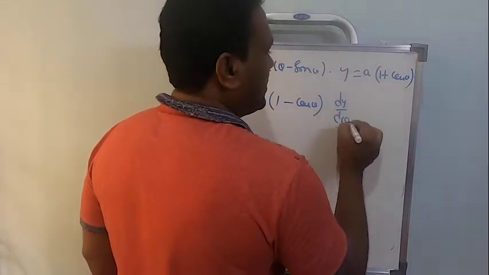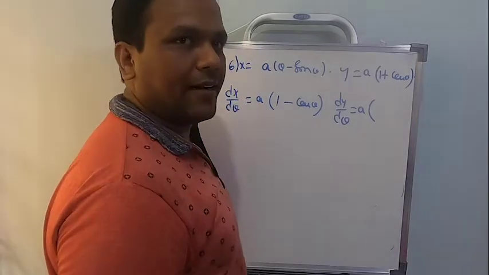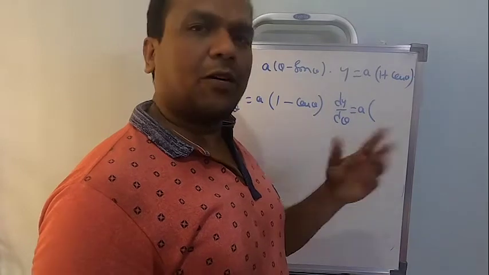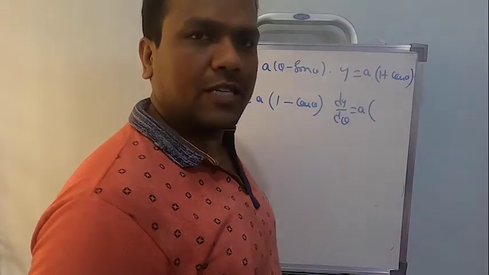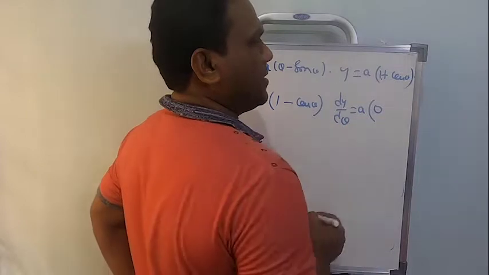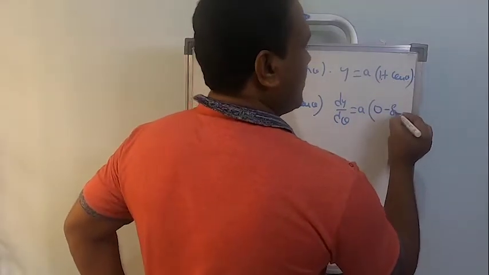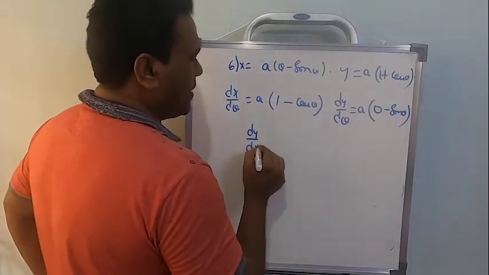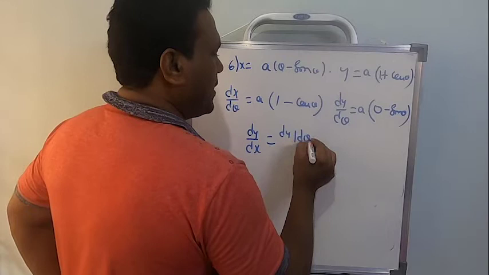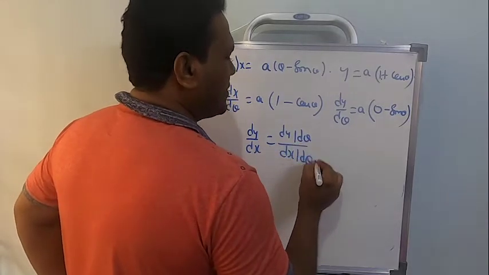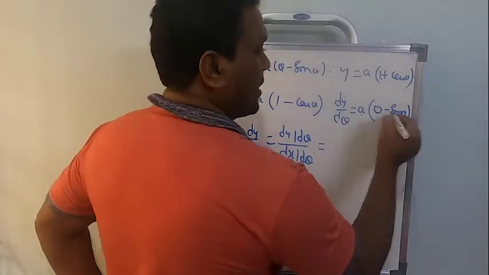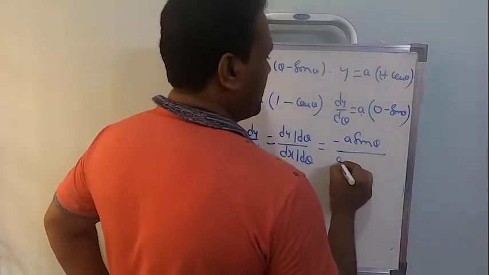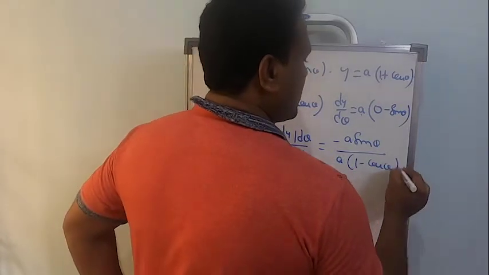Similarly, dy by d theta equal to a constant, retain. And now look here, 1, differentiation of 1 is a constant with respect to any variable. So this time we have to differentiate with respect to theta. Still differentiation of 1 will be 0 and differentiation of cos theta will be minus sin theta. Now let's go for the formula. dy by dx equal to dy by d theta by dx by d theta. Now dy by d theta we have here minus a sin theta, and in the denominator just look here, a into 1 minus cos theta.